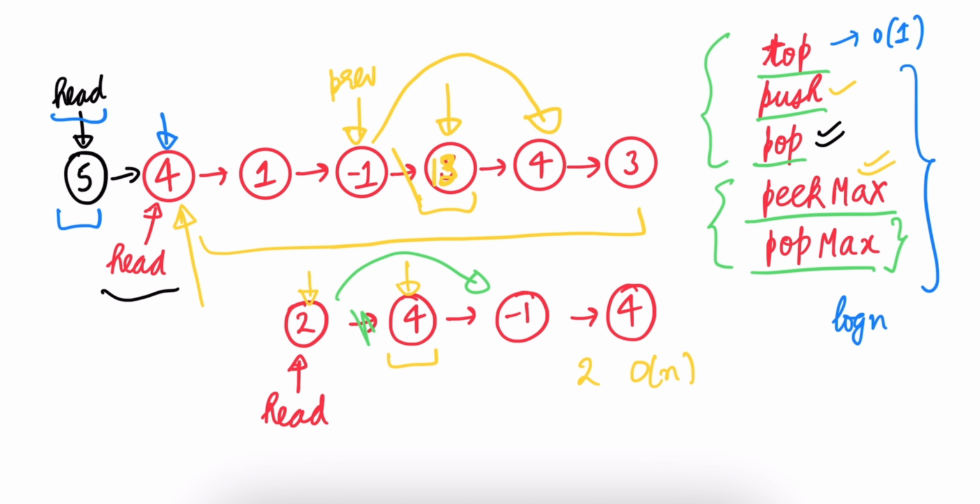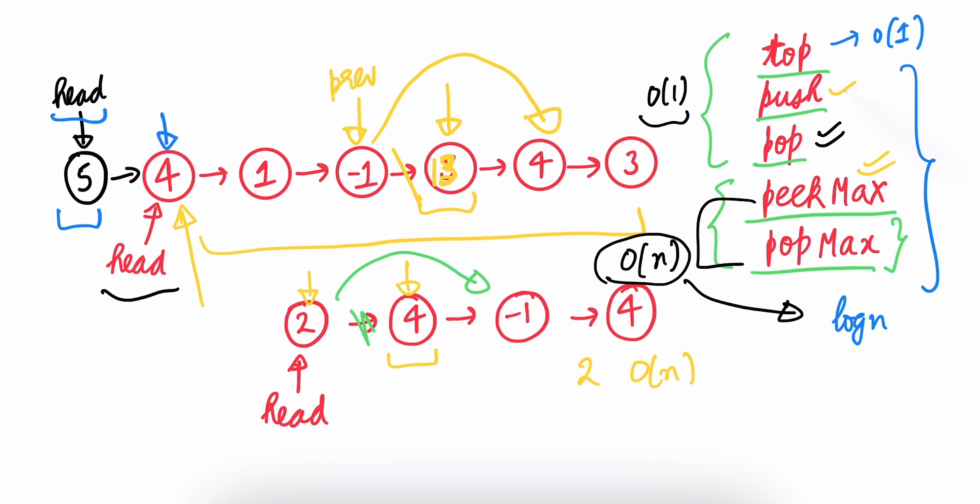So for the singly linked list case, these 3 calls are going to be O of 1 time, and these 2 calls are going to take linear time, and we need to improve this linear time complexity to logarithmic time complexity. And this O of 1 time complexity for these 2 functions can get worse and can become O of log n, which is okay.